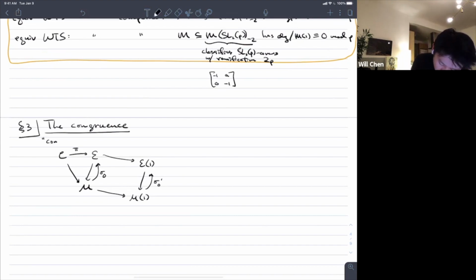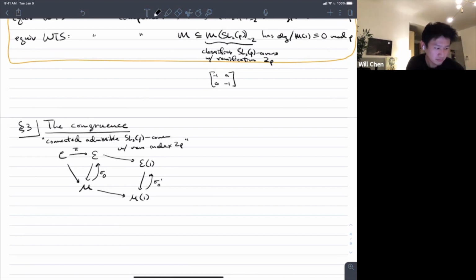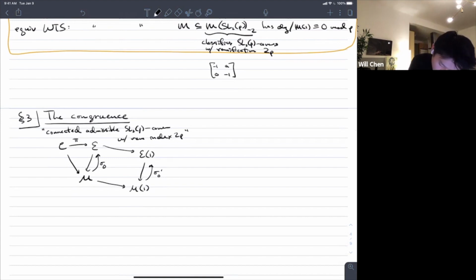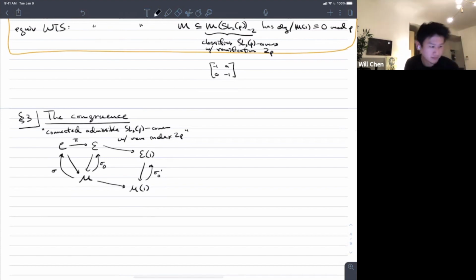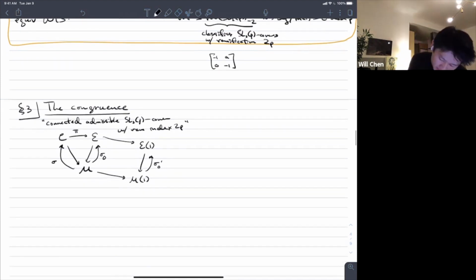And this pi should be a connected, the technical term is admissible SL2P cover with ramification index 2p above the origin of the elliptic curve. And suppose furthermore that we had a section, sigma. Suppose that this section sigma lies over the zero section. So this is a ramified section.